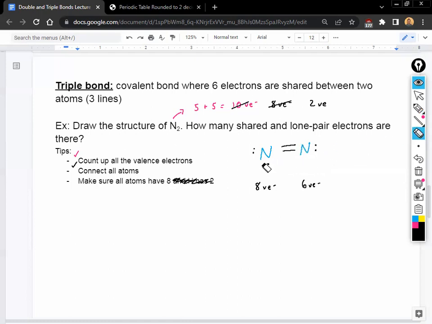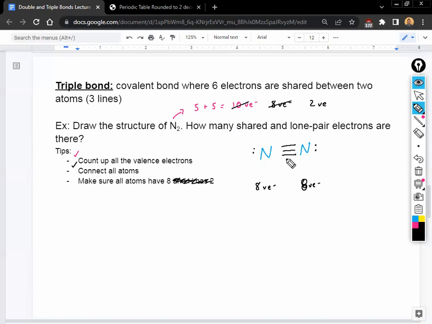So we're going to do the same thing. We're going to take away 2 more of the elements and put it in between. And now they both have 8. Okay, all we're doing is moving the dots and turning them into lines so that they can share the electrons. And there you go. That is your picture of N2, nitrogen gas.